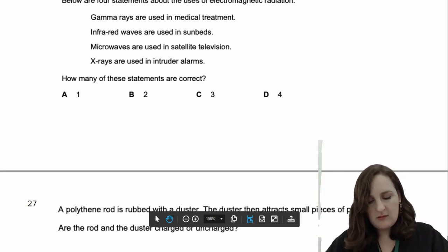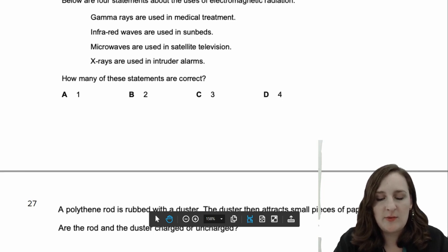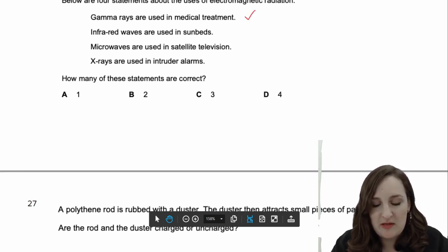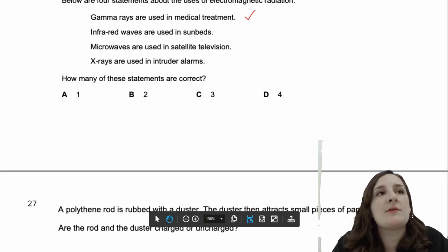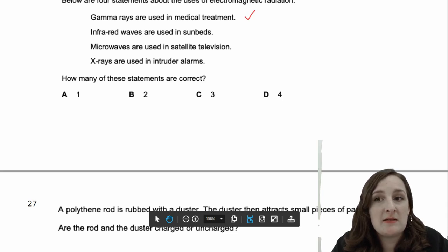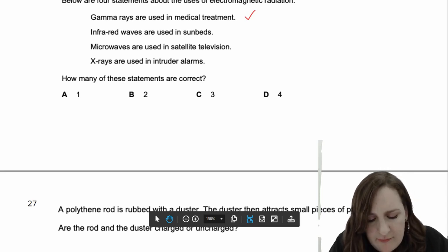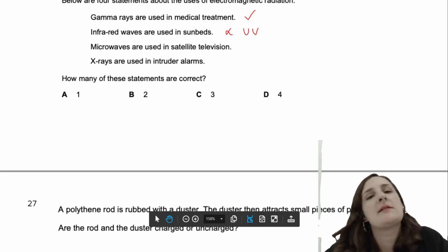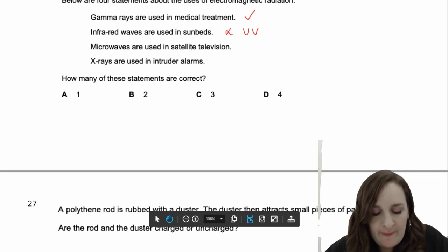So, hopefully when you were learning about the electromagnetic spectrum, you were learning about their uses, and you know that gamma rays are used in medical treatment. They're used to sterilize medical equipment, but they can also be used in scanning to take images of your body. They're also used in some cancer treatments too. Infrared waves are used in sunbeds. Hopefully you know that that's incorrect. It's the UV part of the spectrum that is used in sunbeds.